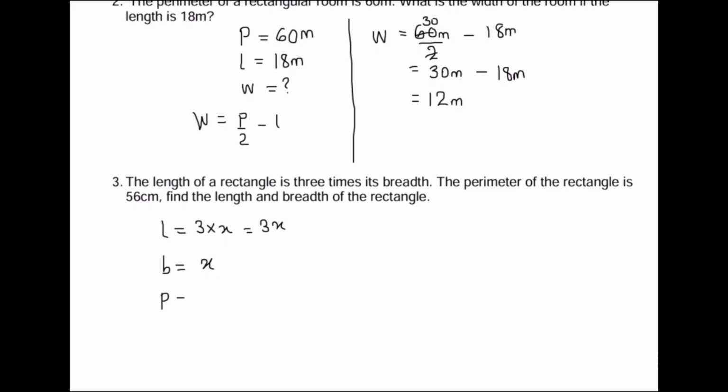So the perimeter in the question, that's our formula first. That's 2 into bracket length plus breadth. That is our perimeter. Don't forget, 2 into bracket the length plus breadth. And in the question, we're given the perimeter as 56 centimeters. So I'm going to write the equation out.